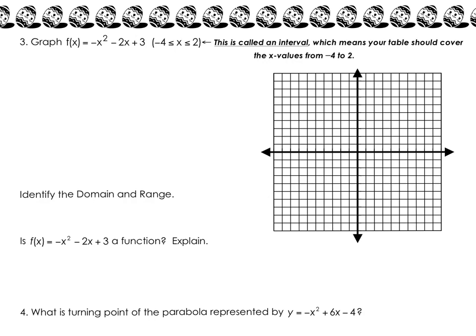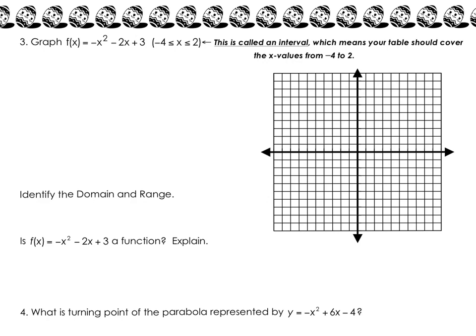Okay, so question number 3 says we need to graph f of x equals -x squared minus 2x plus 3. And then it tells you -4 is less than or equal to x is less than or equal to 2. That is an interval. And it means that your table should only cover those x values from -4 to 2 because the graph only exists between the x value of -4 and 2. So we don't have to do the axis of symmetry for this one, because they're telling you start at -4 and go up to 2.